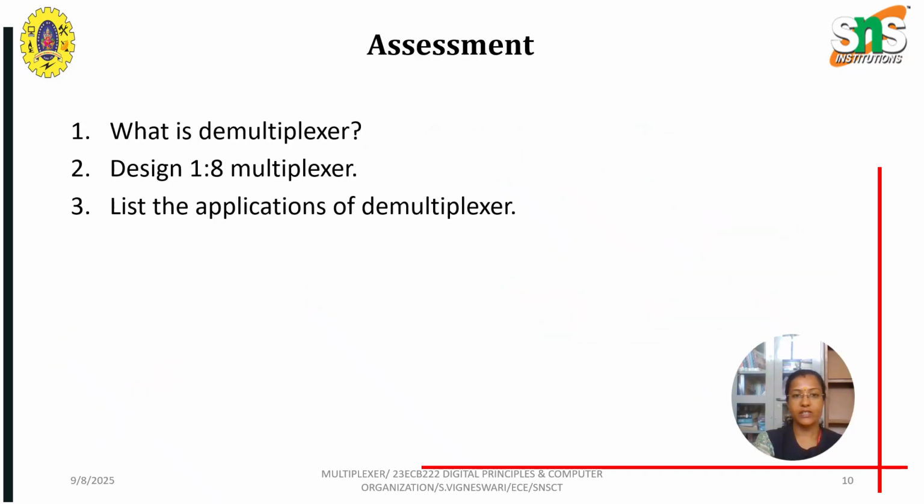The assessment questions have been discussed in the previous slides of this video, so kindly go through them: what is a demultiplexer, the design of a 1:8 demultiplexer, and the applications of a demultiplexer. Thank you.